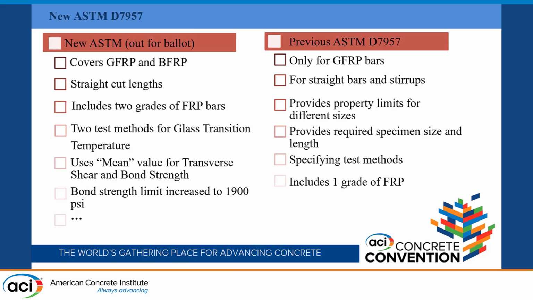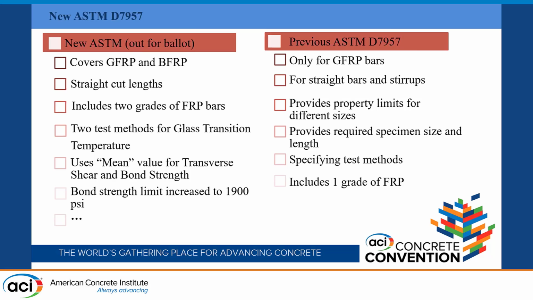Now they cover basalt FRP also. The previous version, a refresh that came out in 2022, didn't have BFRP, the basalt. They made some more changes. Previously, they had the bent bar in this ASTM code, but now they just have the straight cut lengths, and for the bent bar, they still refer to the previous versions. They include two different grades of FRP.